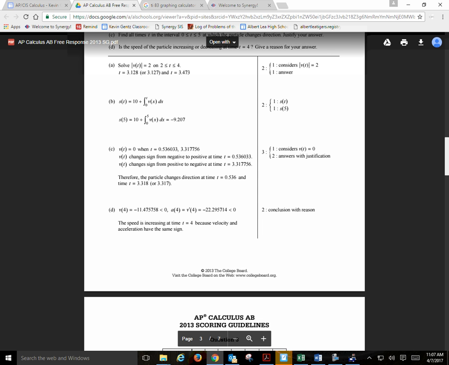We wrote down the integral correctly. I can't answer about the t or the x and how they handle that change. But we plugged in 5. We did get negative 9.207. We get 1 point for the s of t and 1 point for the s of 5, which is what we got. Okay.